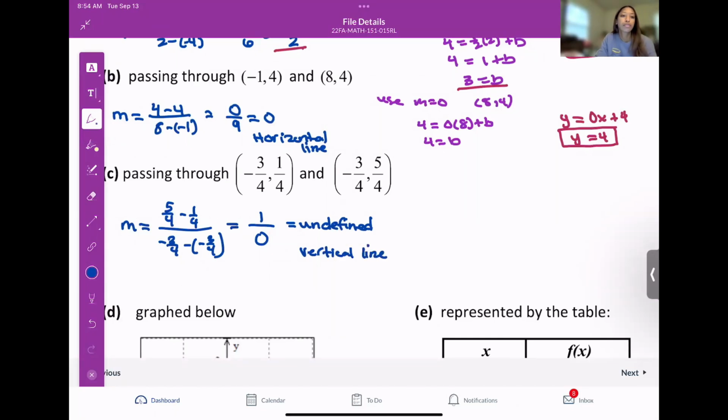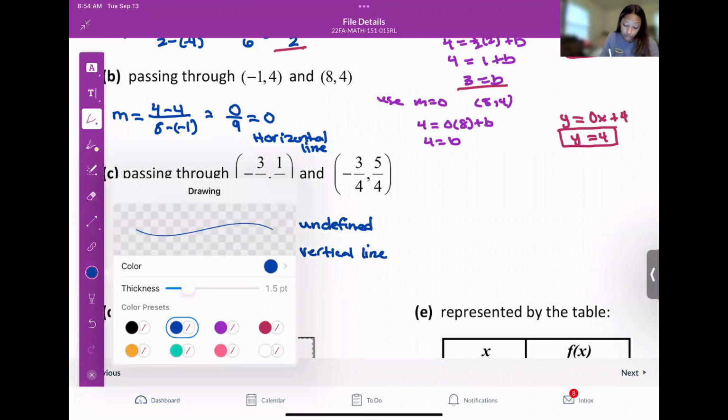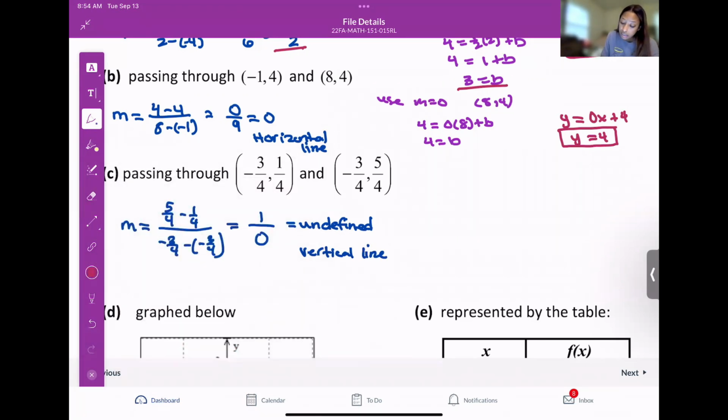And vertical lines are of the form x equals some number. It's going to be x equals whatever the x coordinate is. In this case, x equals -3/4. So this is very important.